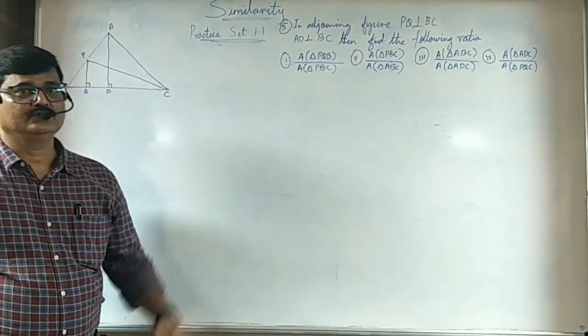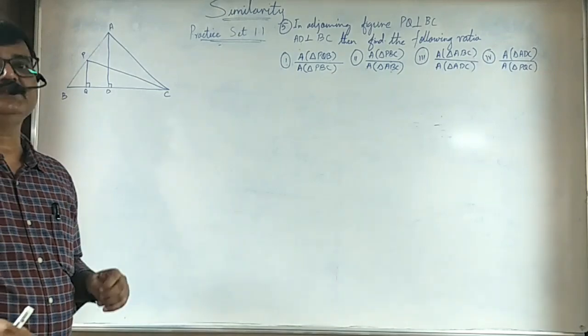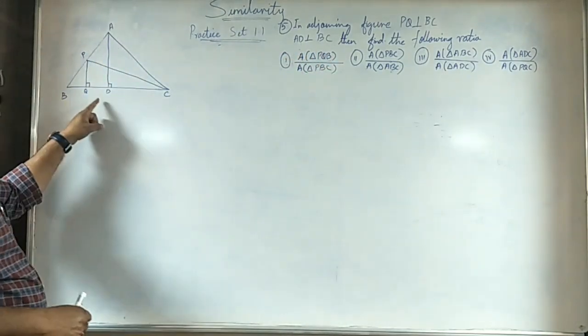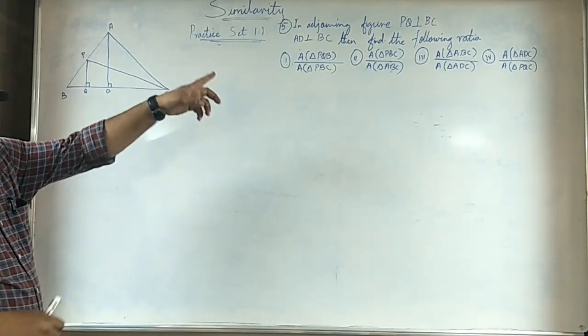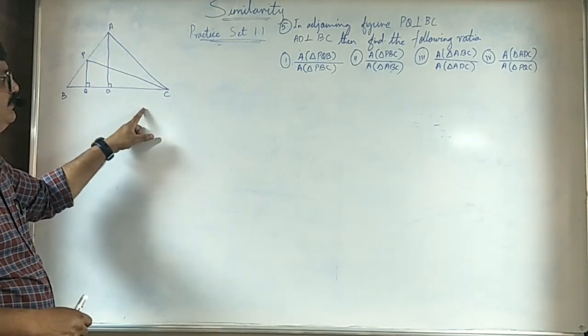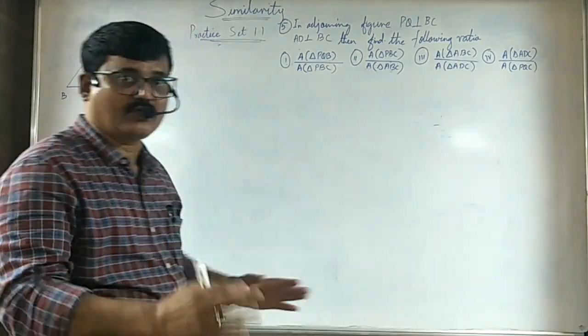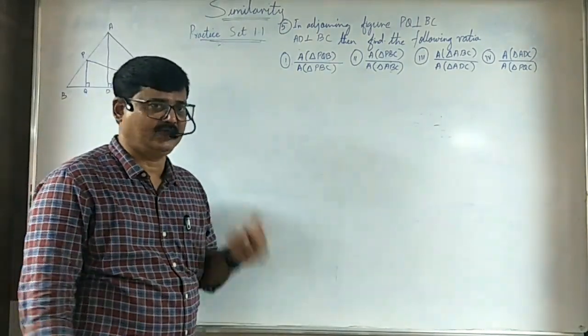Okay students, now let's go to question number 5. It's very simple and very easy sums. In the adjoining figure you can see that PQ is perpendicular to BC and AD is perpendicular to BC. Then find the following ratios. They have given us 4 ratios to be found, and it's very simple and very easy.